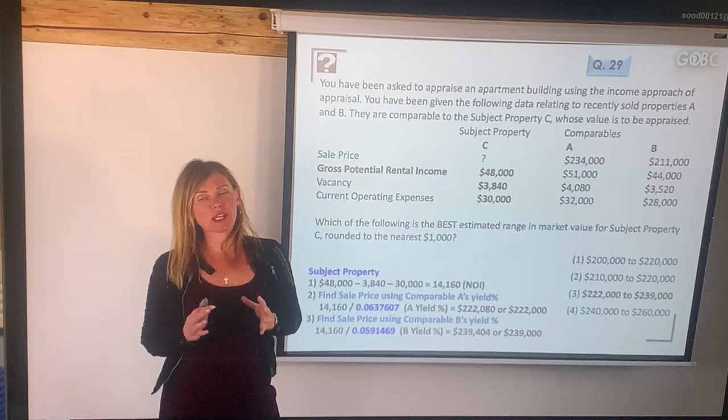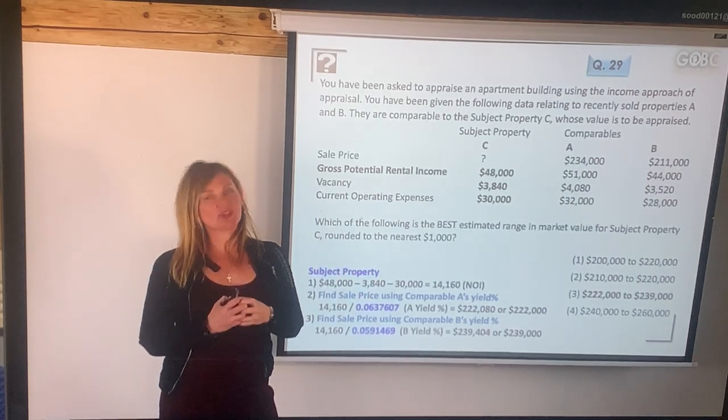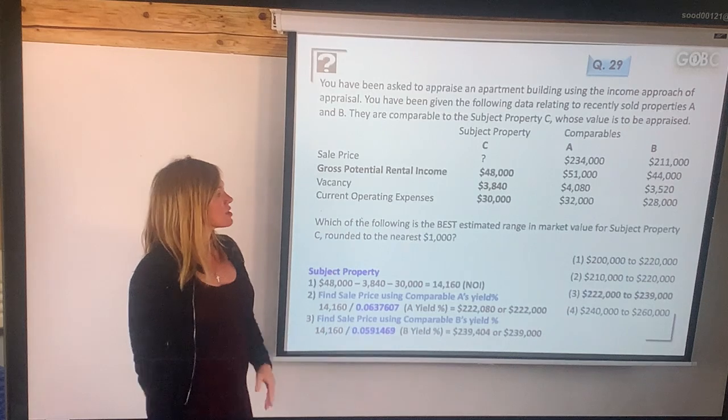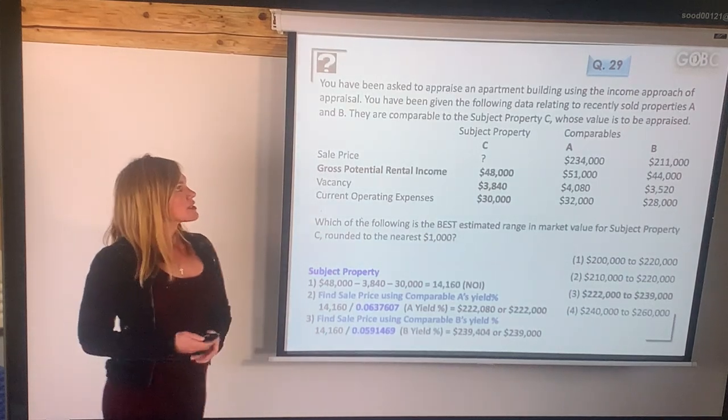So this is what you do if they give you the range from one number to another. If they give you one answer only, then they want you to combine those two yields, divide them by 2, and find that average number. But in this question, they just want you to have two separate ones. So that's it. We finished the income method.